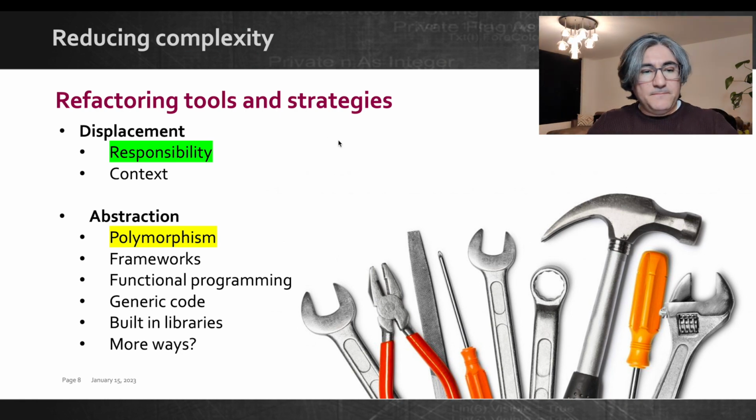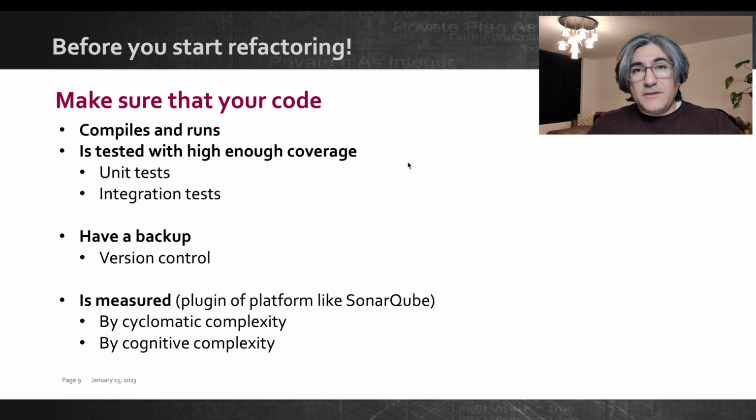Let's see. So, a few things to do before you start refactoring any code. Make sure that your code compiles and runs, and that it is tested with sufficient coverage. Have a backup or use version control, which is the standard these days. If you don't, just use a backup, and make sure that you already have a baseline by having your code measured before you start. So when you change stuff, you can know if you are doing the right thing, if you're going in the right direction, and this will help you gauge that.